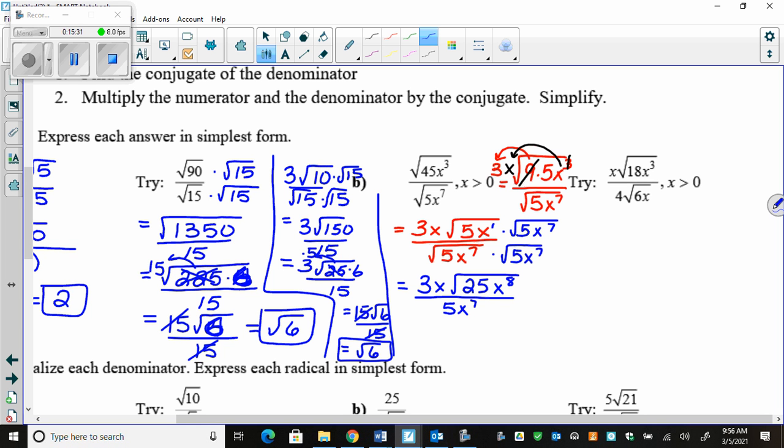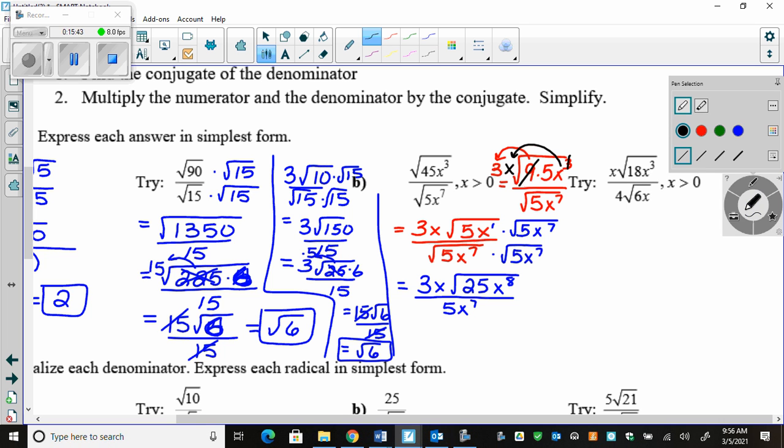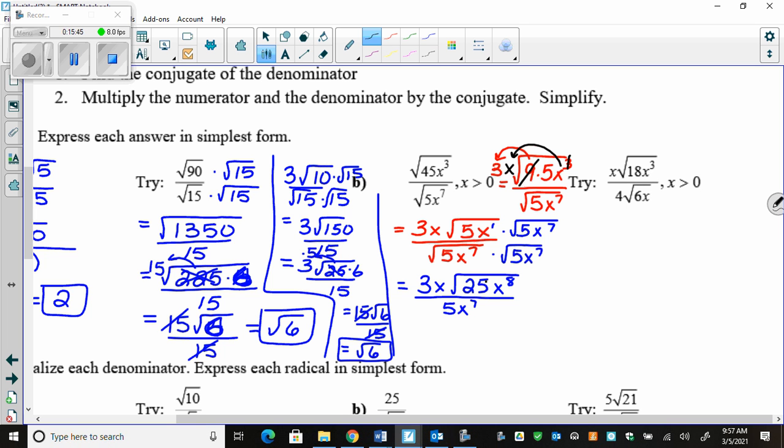It's happened. It's real. Okay, so square root of 25 is 5, and the square root of x to the 8 is x to the 4. Literally cuts it in half, right? So this is going to become 5x to the 4, and then that's going to go away. You agree? So on the top, we're going to get 3 times 5, which is 15, x to the 1 times x to the 4, which is x to the 5, over 5x to the 7.